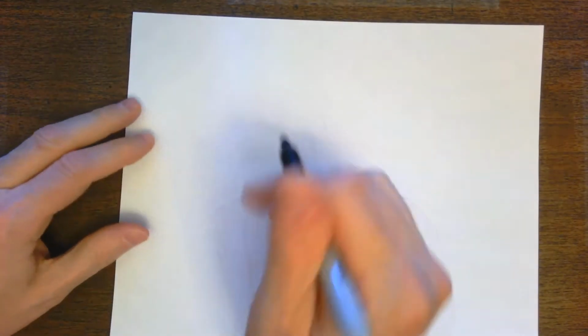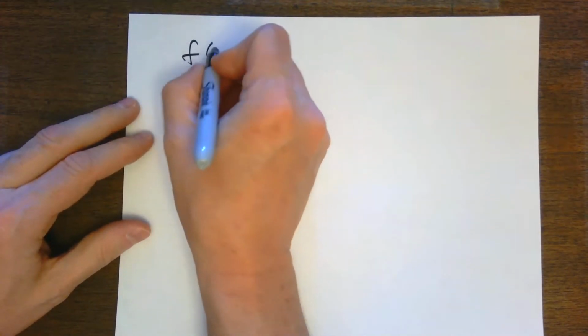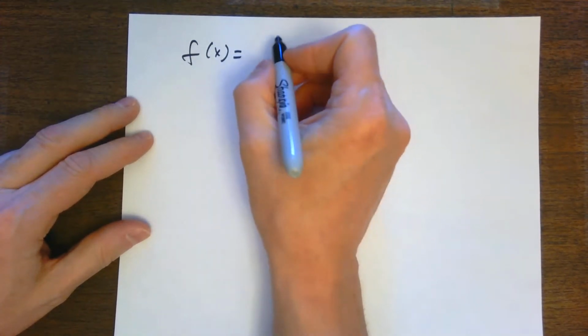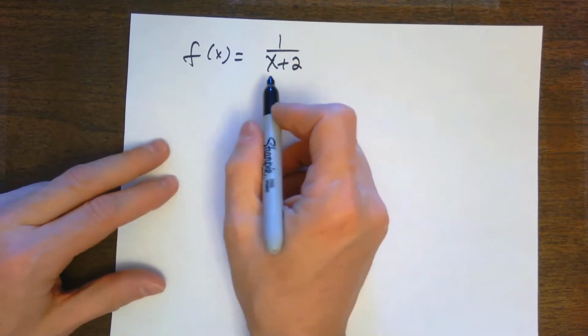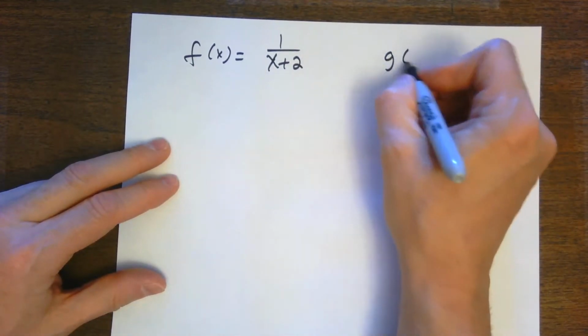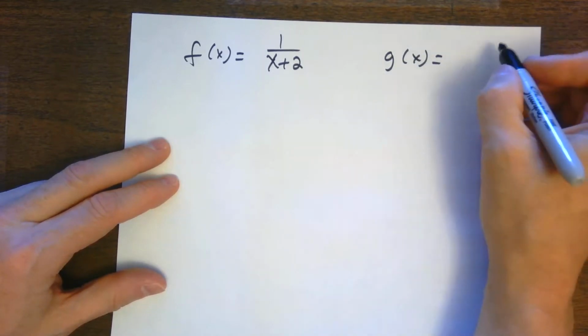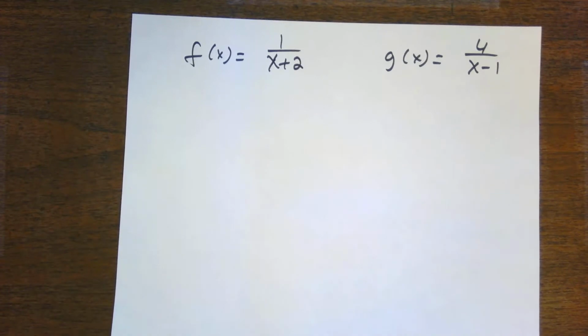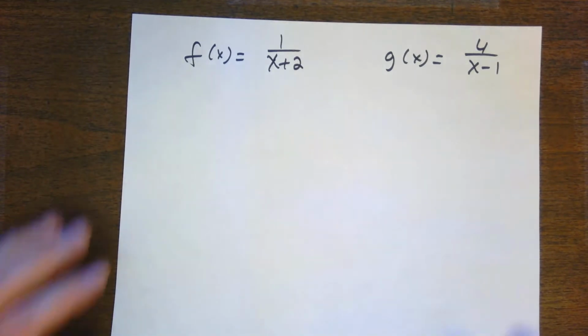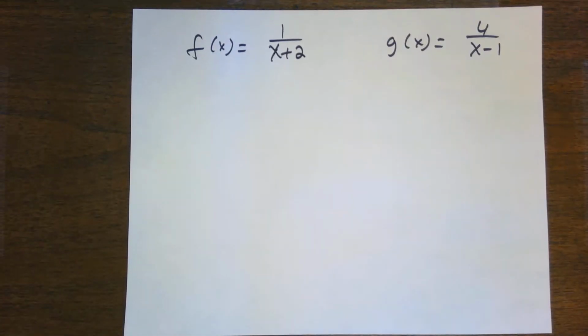Let's see what happens. So now let's consider the function f of x equals 1 over x plus 2. This one's going to be interesting. It's going to have some domain restrictions. g of x equals 4 over x minus 1. Again, another very interesting one. That's going to have some domain restrictions. Think back to when we did domain and range. Range I don't really care about so much right now, but I really want to focus on the domain.